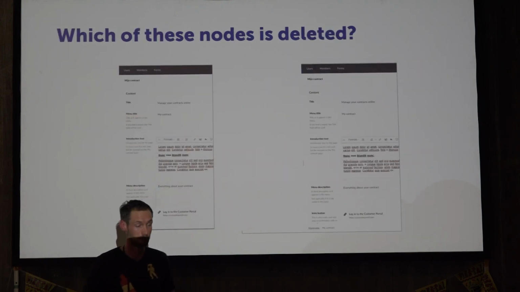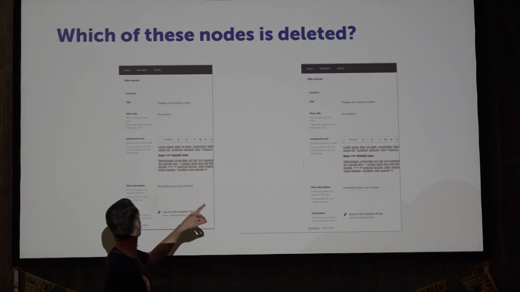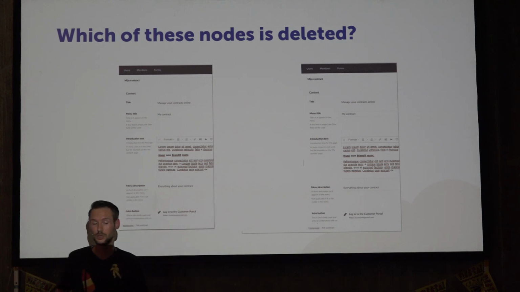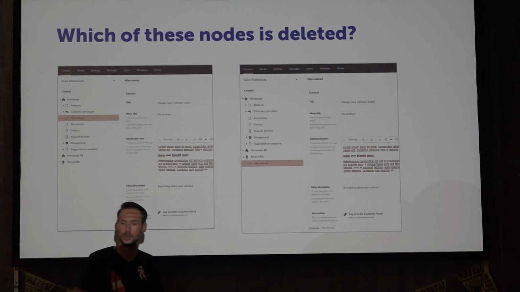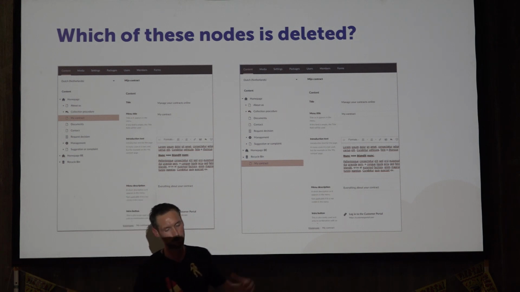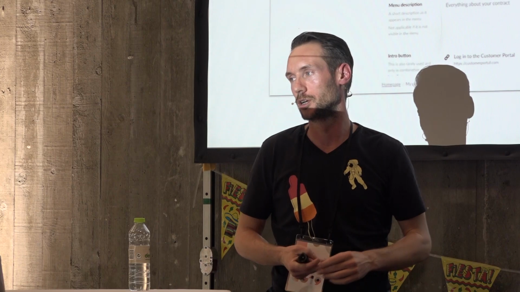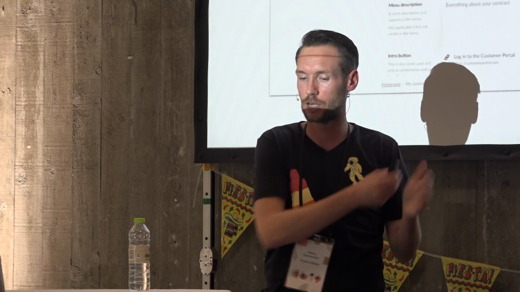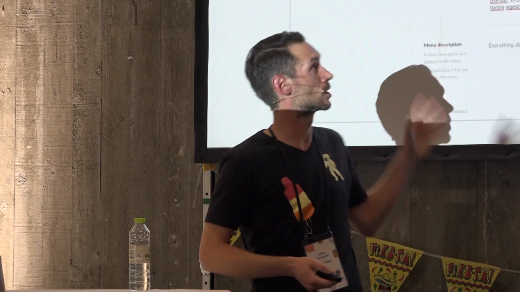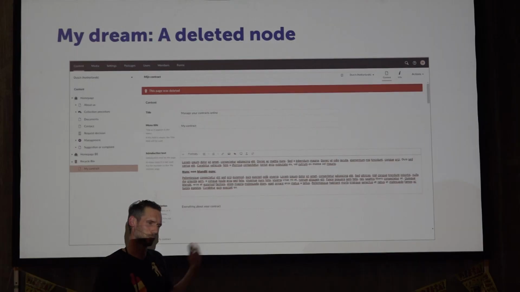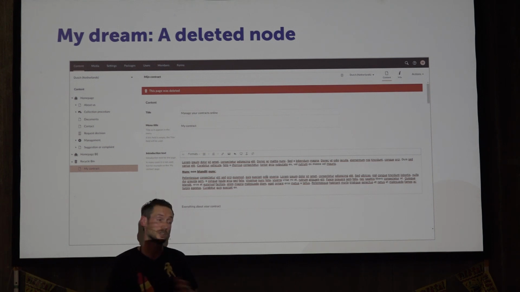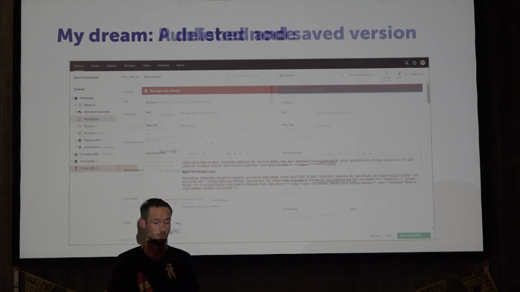Also, a deleted node. Which of these are deleted? You don't know. Only if you add the context of the content tree, you know which one is deleted. But sometimes on a smaller screen, you don't have the context of the tree because it's collapsed. So also add a bar there. Not for the published version, because that's the default status, in my opinion, of a node. But if there's something different than normal.